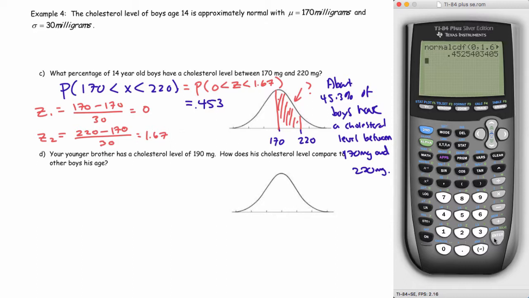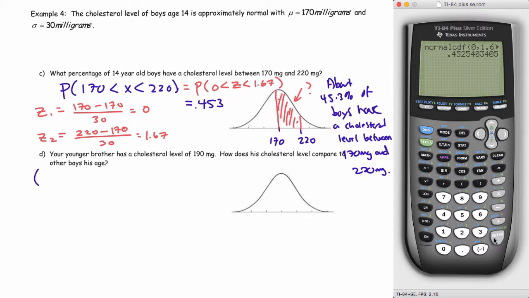This last example was really intended to just give you an idea of how questions can be worded differently. I mean, this says your younger brother has a cholesterol level of 190 milligrams. How does this cholesterol level compare to other boys his age? That's just another way of asking the question, and we could answer this in many ways. We could talk about the percentage of boys who have a cholesterol greater than that, or we could find the percentage of boys who have a cholesterol that's less than 190 and answer it that way.